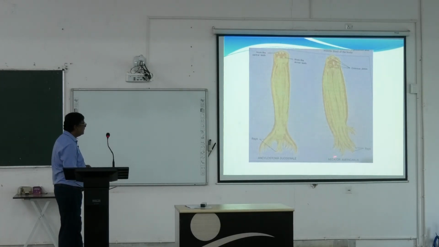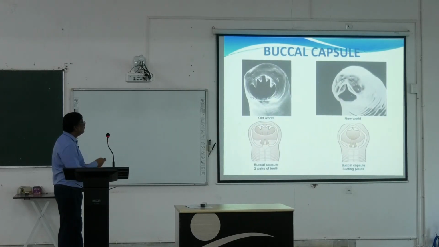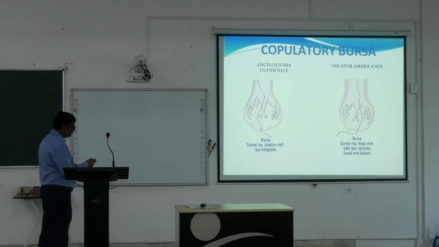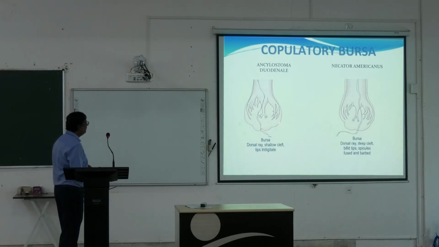This is the copulatory bursa. The buccal capsule of Old World and New World. This is the buccal capsule. Ventral surface and dorsal surface 2 and ventral 4, and here only 1, 2, 3, 4, 4 buccal plates. Copulatory bursa, 13, 5, 5, 3, and this is bucca dorsal ray and shallow cleft and tips tridigitate.